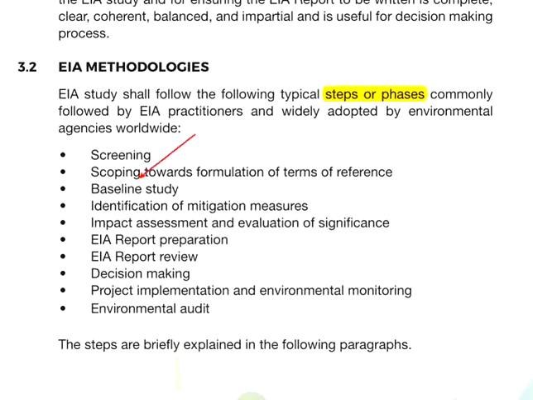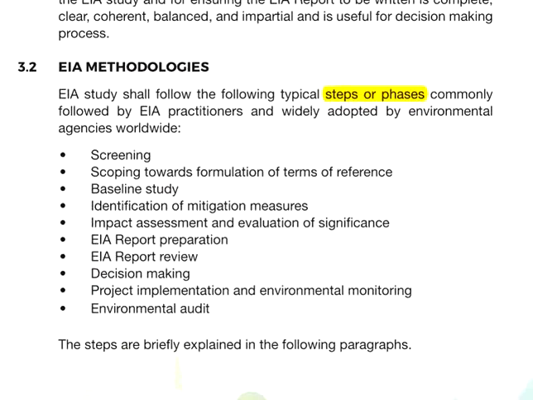And then during the scoping, we will determine the key environmental issues as well as the scope of the EIA studies. This later shall be translated into the terms of reference. The terms of reference document the entire process and the methodology to be carried out for the EIA studies. It defines the scopes and emphasis to be studied for the environmental impact assessment.